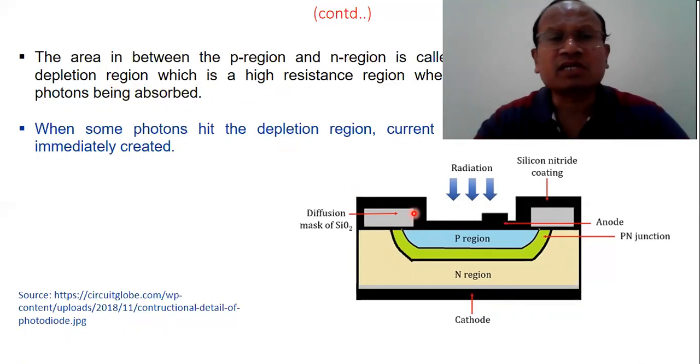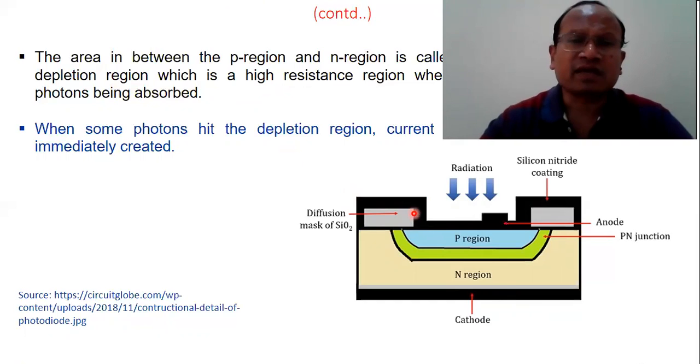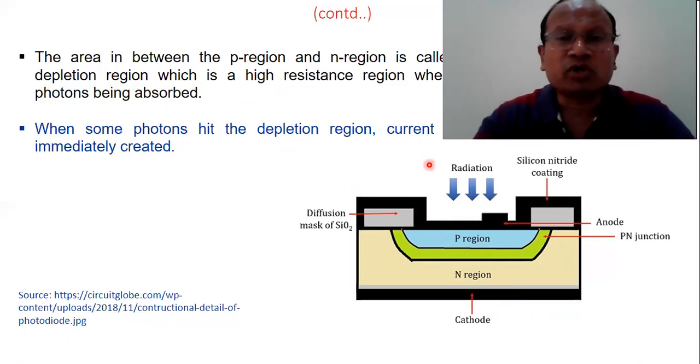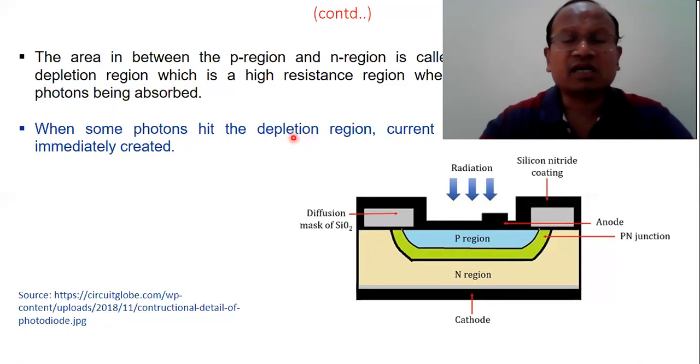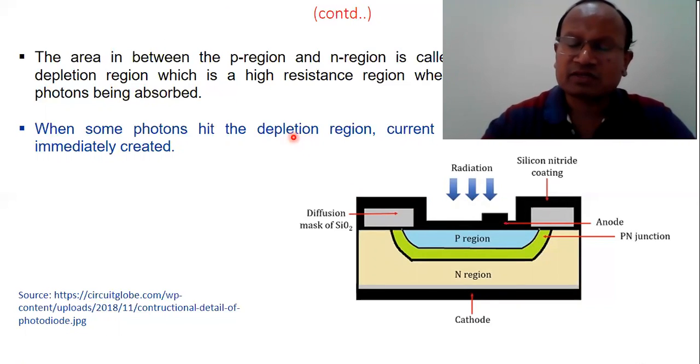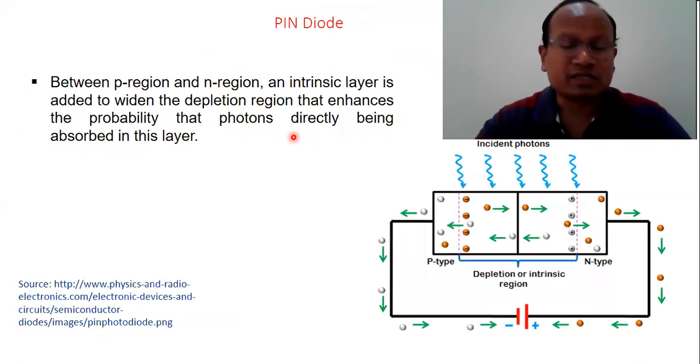The depletion region is always a high resistance area, and therefore photons get absorbed there in the depletion region. So when some photons hit the depletion region, current is generated, because they will be the reason for generating the electrons because of the energy received from the light signal.